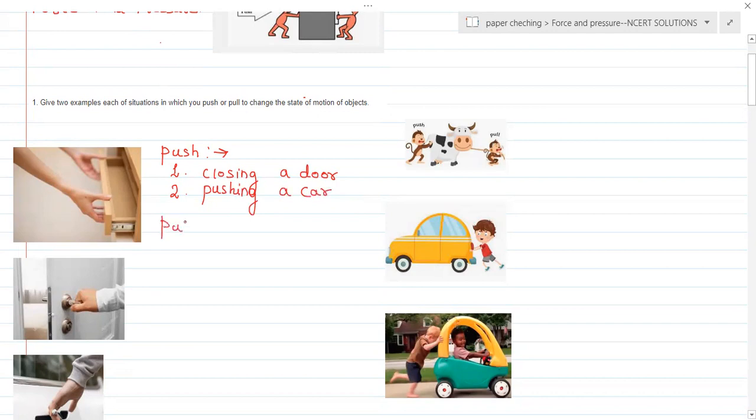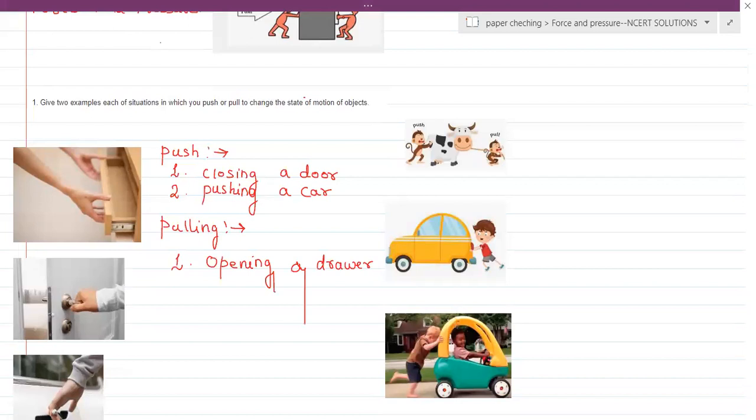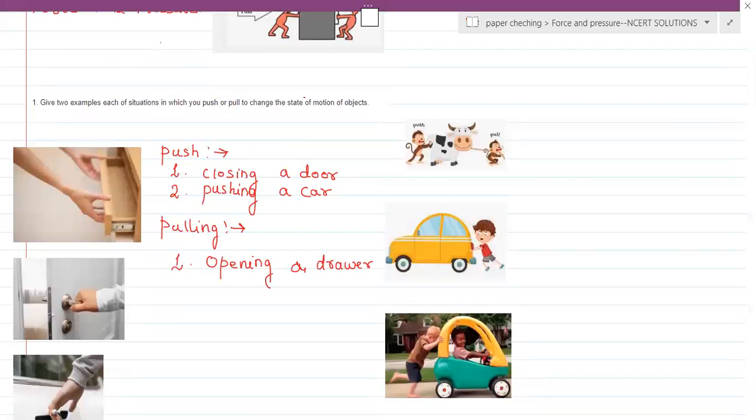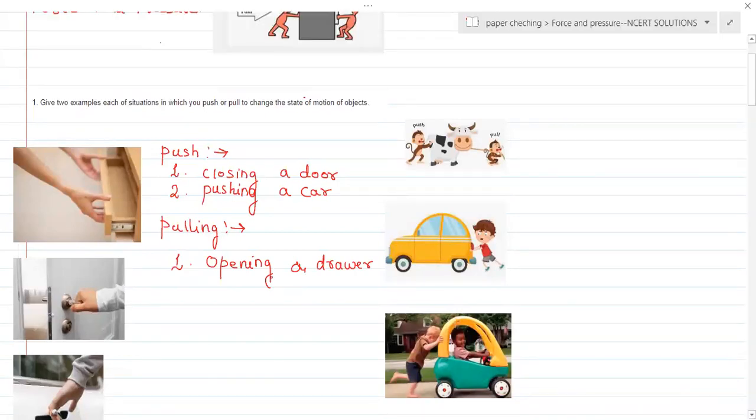Then for pulling, opening a drawer, or opening a door, right? It can be opening a drawer or opening a door. Usually this question does not come all alone. It usually is combined with definition of force, unit of force, and then give examples where you're pushing or pulling objects, right?